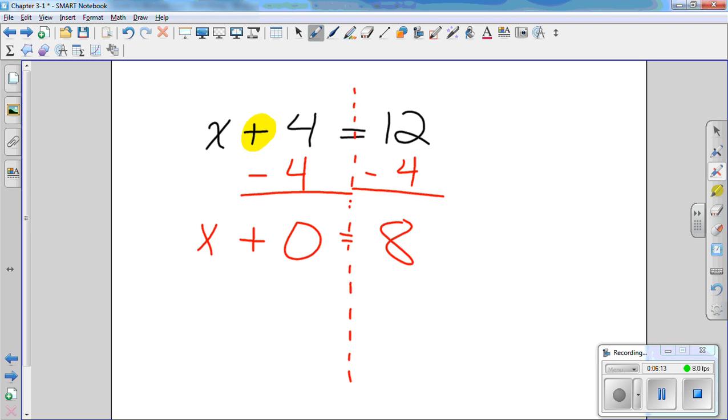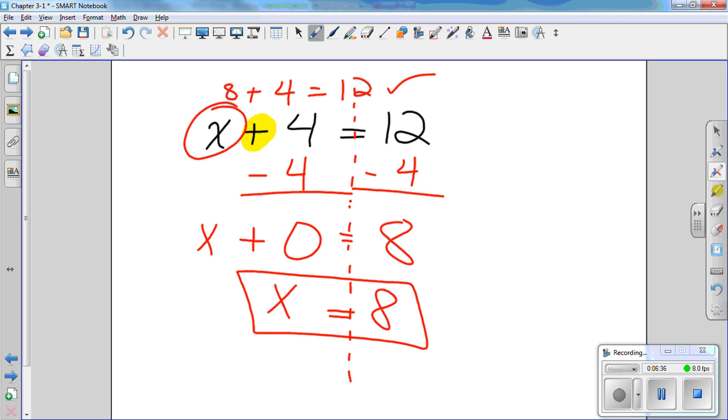Now, x plus 0 is just x, right? Because anything plus 0, that's the identity property. So I'm left with x equals 8. Is x by itself? Yeah. So I know what x equals, and if I take that 8 and plug it back into this x, I'd have 8 plus 4, which equals 12, so I'm good. x equals 8. I solved my one-step equation.